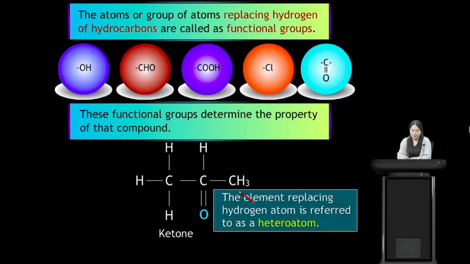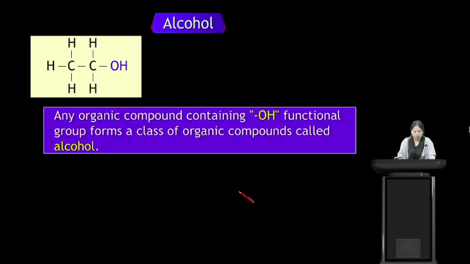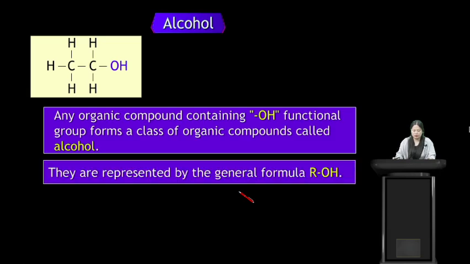Okay, and the element replacing hydrogen atom is referred to as heteroatom. Okay, so let us see alcohol. So if we replace one of the hydrogen atom with OH, we get alcohol. So any organic compound containing OH functional group forms a class of organic compound called alcohol. They are represented by the general formula ROH.